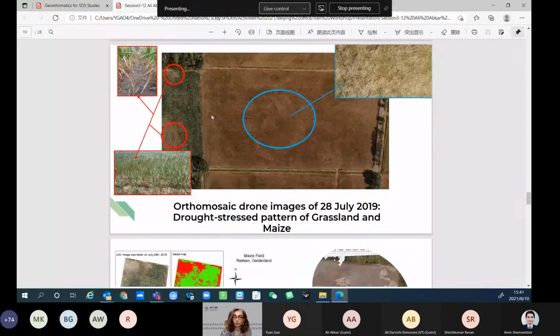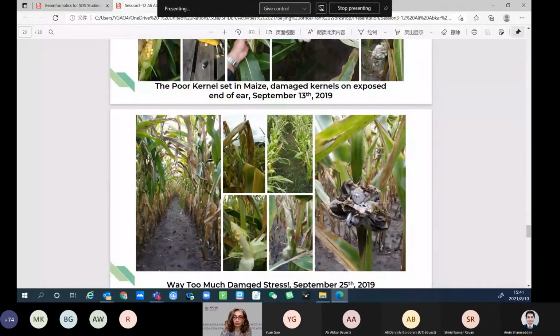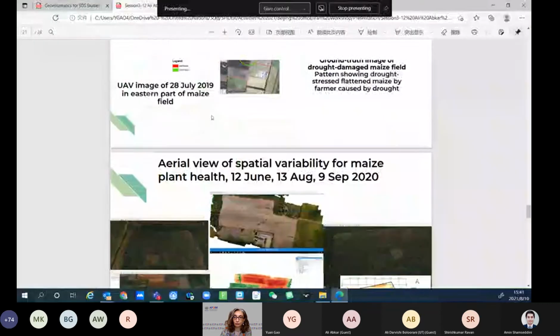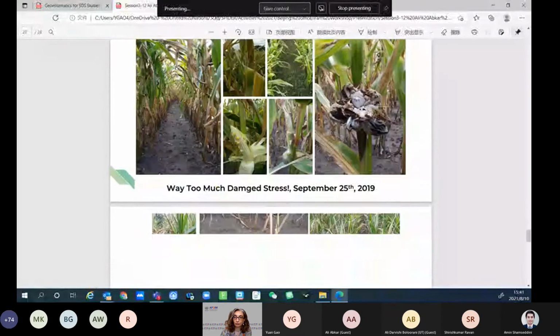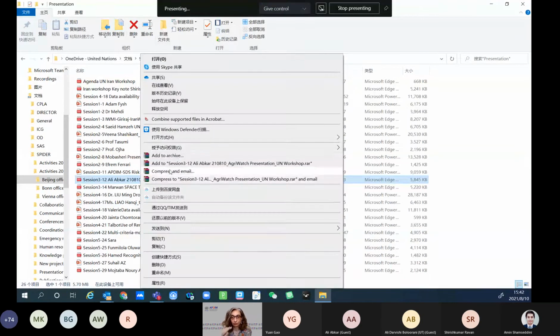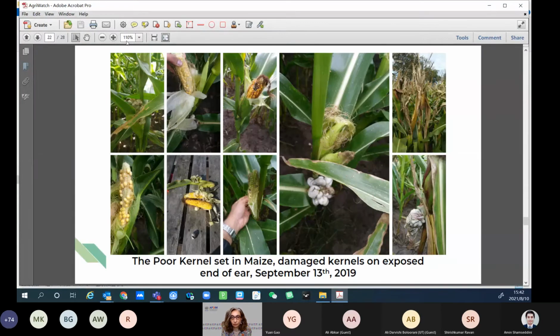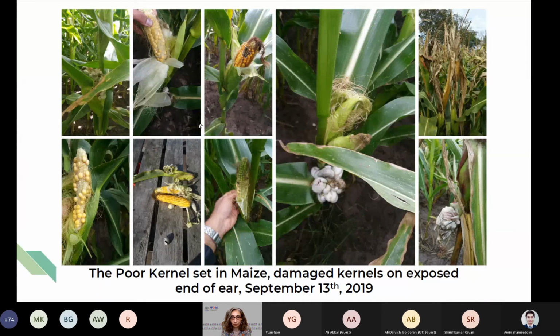I don't know where to start, maybe with the 22nd, just to show some terrestrial photos and the challenging situations that the farmers have in our region. These are the challenging situations where the farmers are confronted with: the zipper pattern, the poor kernel set in maize, the damaged cobs or kernels on exposed end of the year from 2019, 2020.